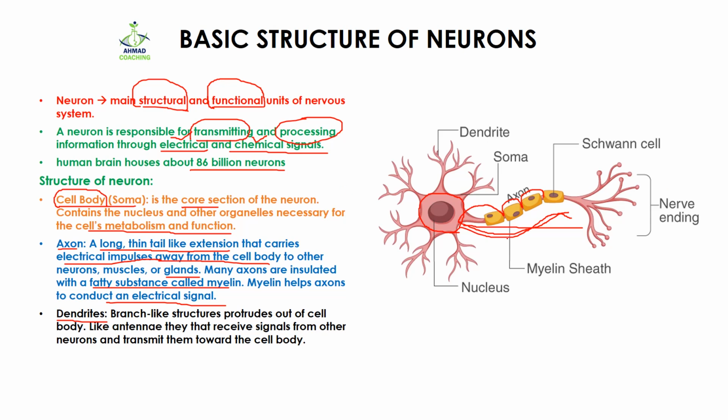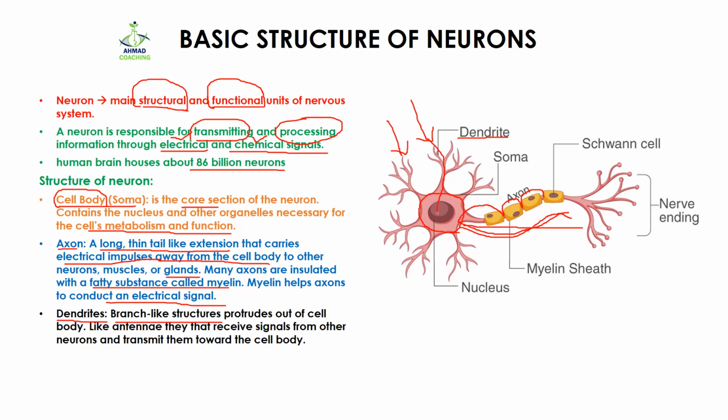Then comes the third and last basic structure of the neuron, which is known as dendrites. Dendrites are branch-like structures and they protrude out of the cell body. So the structure which is branching out of the cell body is known as dendrites. The dendrites act like antennas and they receive the signals or information from other neurons, and then they transmit these signals to the cell body because they are attached to the cell body. So they will get the signals, then transmit them to the cell body.